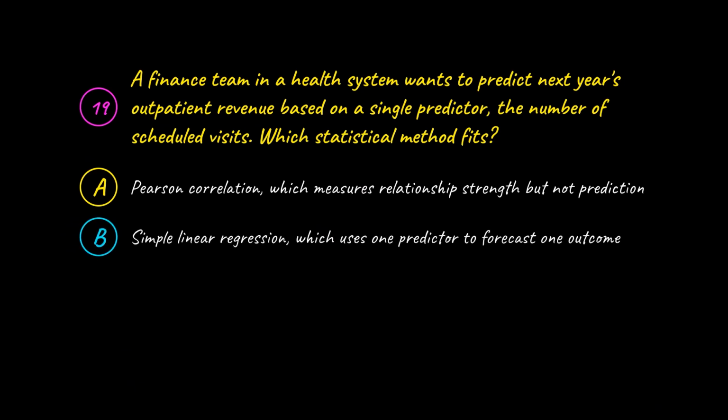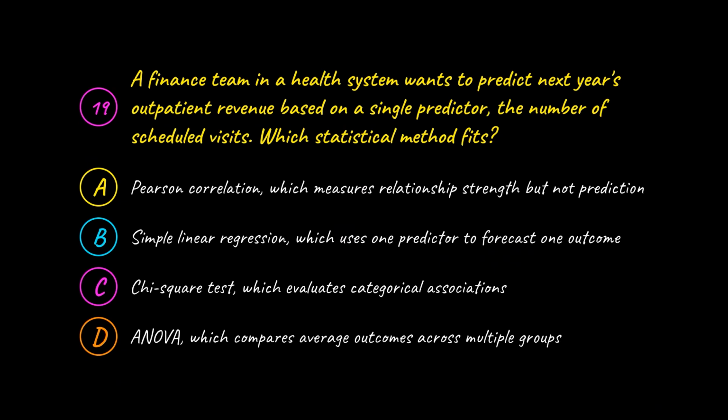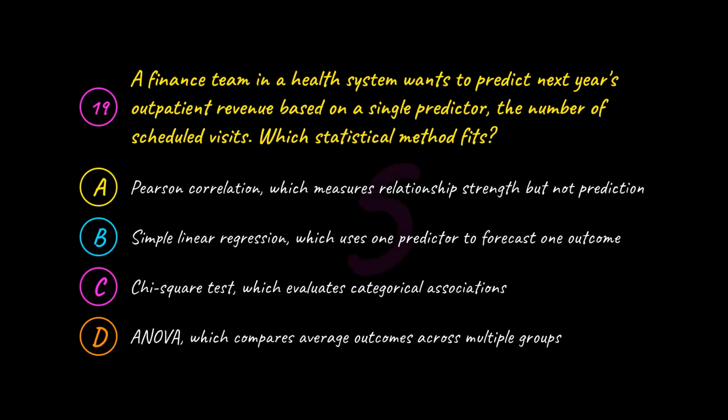B. Simple linear regression, which uses one predictor to forecast one outcome. C. Chi-square test, which evaluates categorical associations. D. ANOVA, which compares average outcomes across multiple groups. Before I reveal it, which one do you think is right?